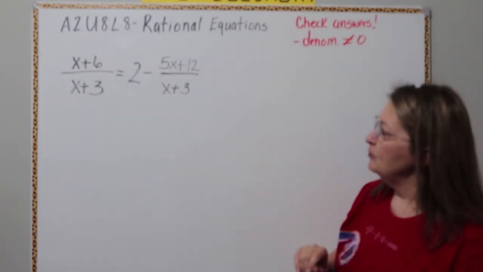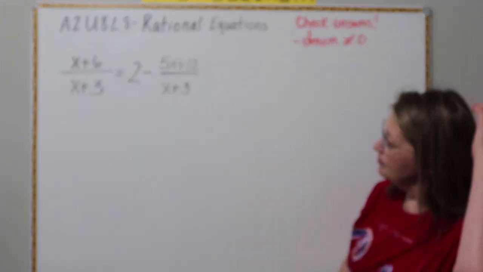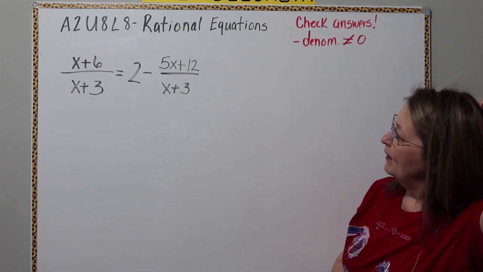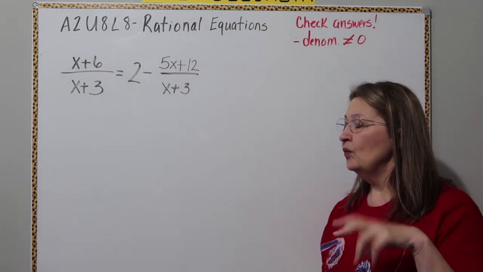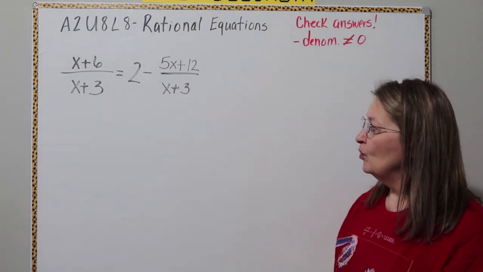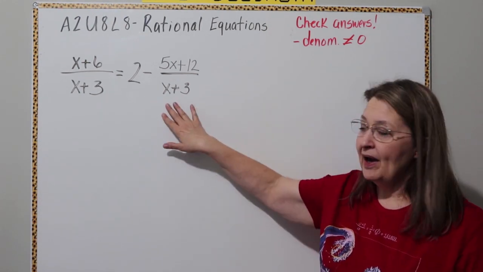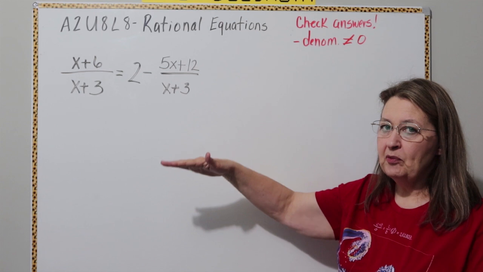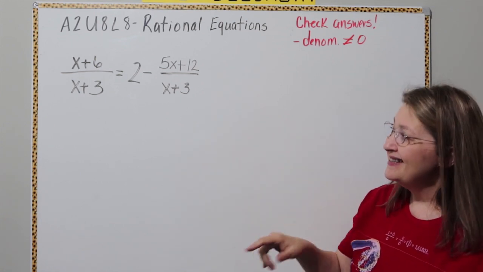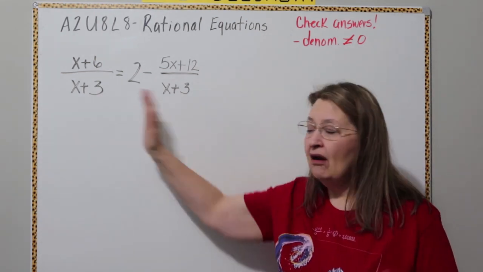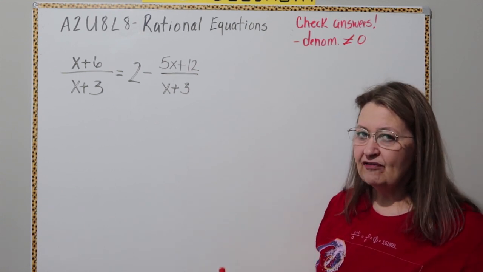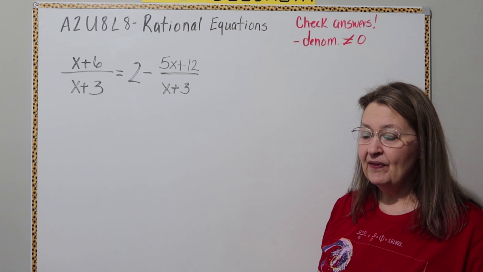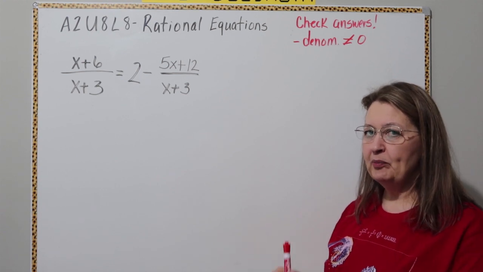So let's look at this last problem. x plus 6 over x plus 3 is equal to 2 minus 5x plus 12 over x plus 3. And once again, I run into a problem where normally I would combine this into one fraction and then cross multiply and solve. But I see I've got the same denominator. So it would be an easy fix just to get rid of all these fractions altogether. And that's multiply all the way through by your denominator.